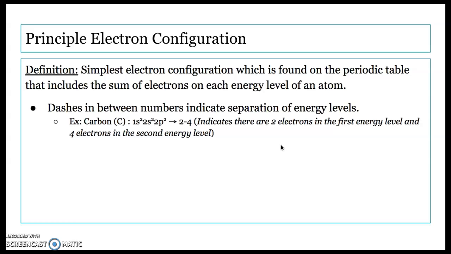And if we simplify that into just the energy levels, we would see the one that's on the periodic table, which is 2-4, indicating that there are 2 electrons in the first energy level and 4 electrons in the second energy level. So that tells us that there are 2 energy levels there for carbon, which is going to be important moving forward, that we can quickly identify the number of energy levels an atom has.